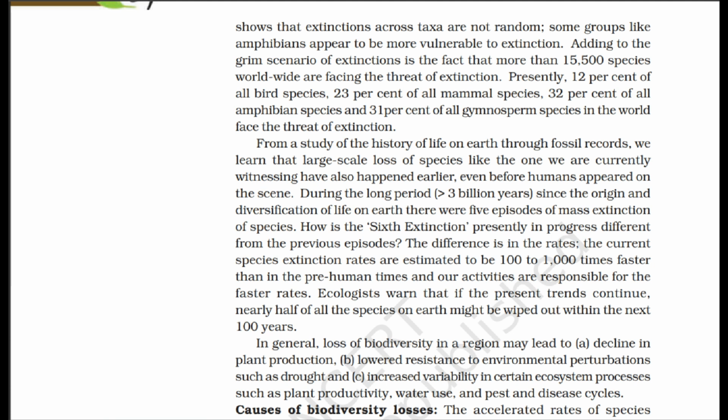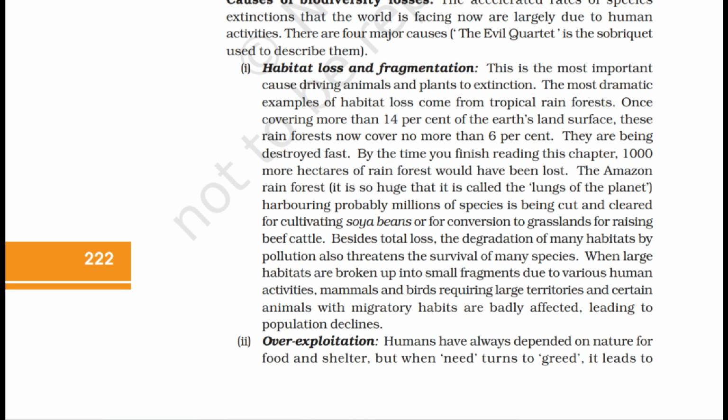Causes of biodiversity losses. The accelerated rates of species extinctions that the world is facing now are largely due to human activities. There are 4 major causes. The evil quartet is the sobriquet used to describe them. Habitat loss and fragmentation. This is the most important cause driving animals and plants to extinction.